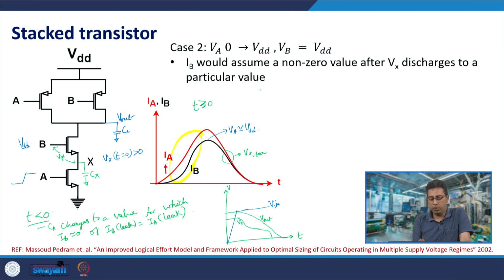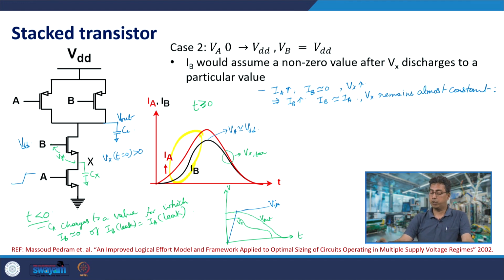So, let us see this. Initially IA increases, IB is nearly 0, Vx increases. This results in IB increasing, and IB would increase as Vx reduces, and IB would finally match IA. So, Cx is no further increased. So, Vx remains almost constant.